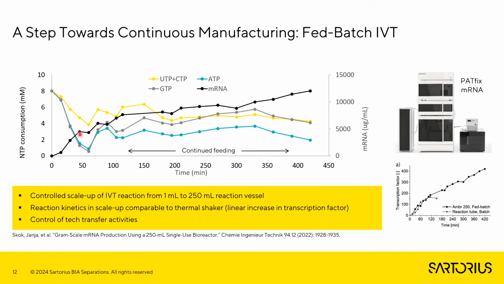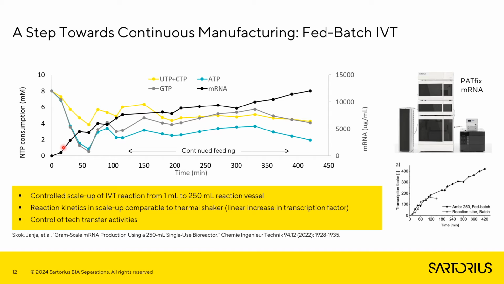Once the concentration of nucleotides falls below a certain threshold value, we initiate the feeding mechanism, which allows our IVT reaction to continue producing RNA without interruption. In this case, we've stopped the reaction after 7 hours, which was the longest we could do in a typical working day. And we have achieved a final concentration of RNA in this IVT process of 12 grams per liter.